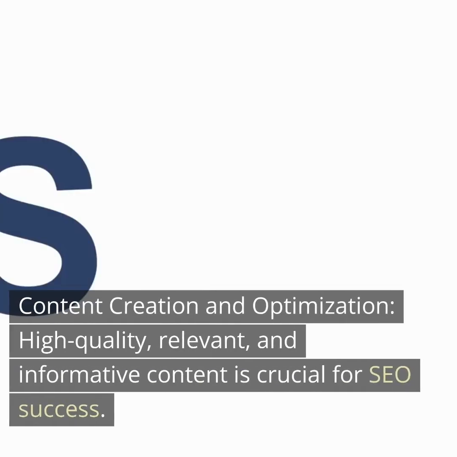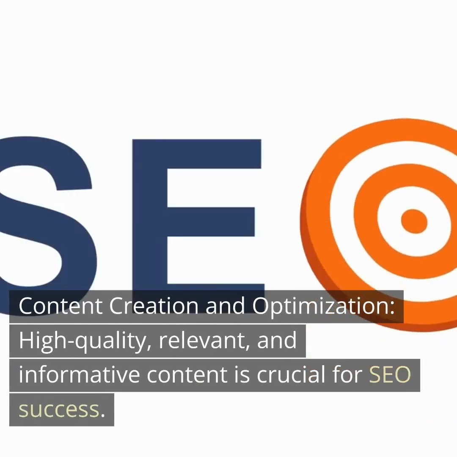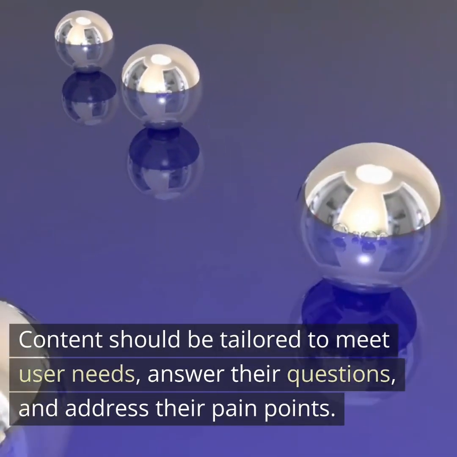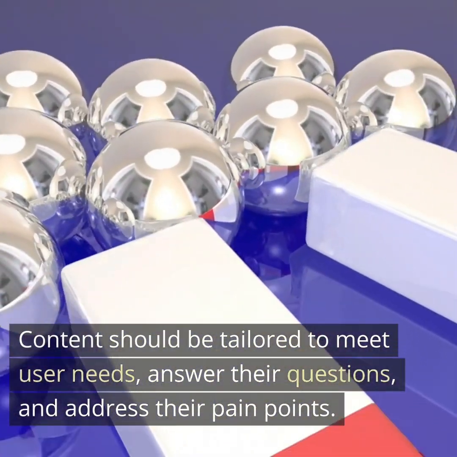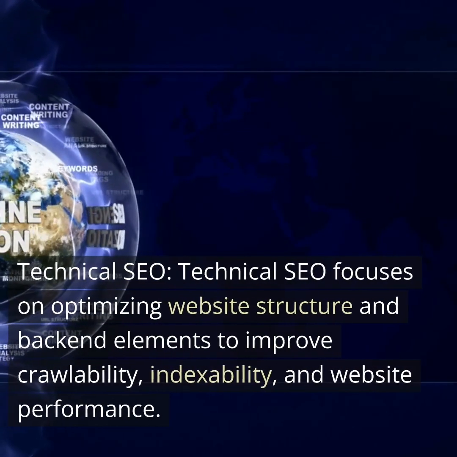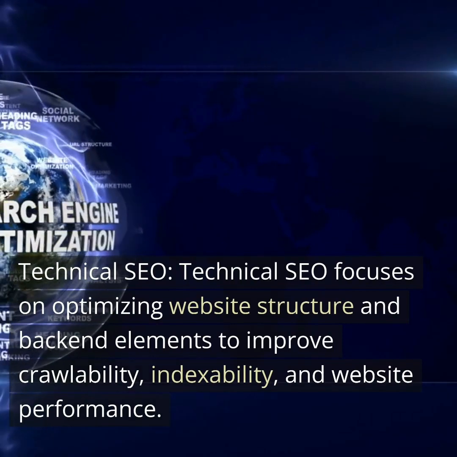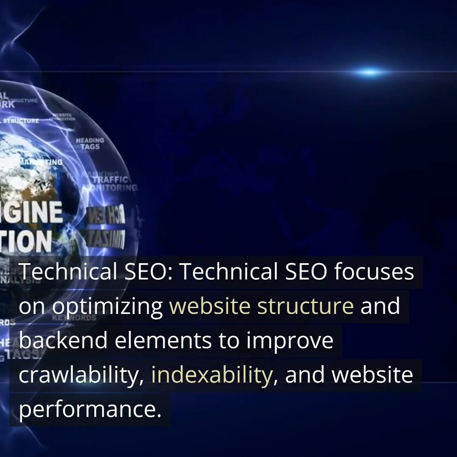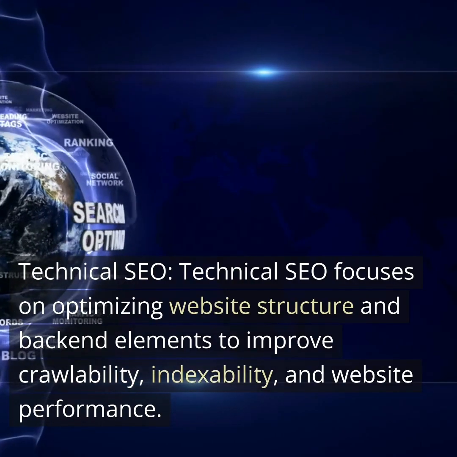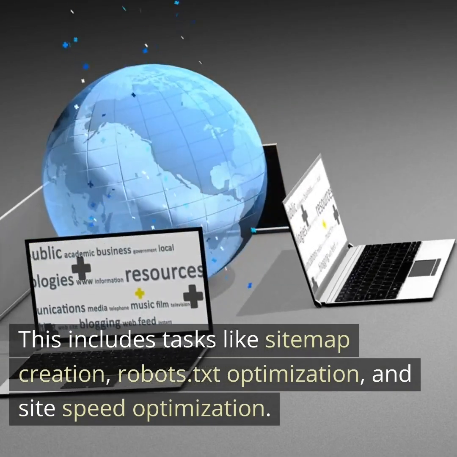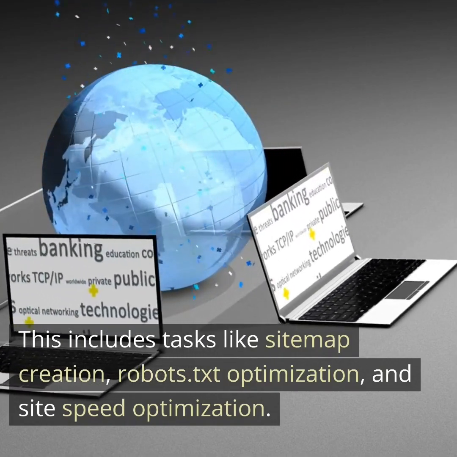Content creation and optimization. High quality, relevant, and informative content is crucial for SEO success. Content should be tailored to meet user needs, answer their questions, and address their pain points. Technical SEO. Technical SEO focuses on optimizing website structure and back-end elements to improve crawlability, indexability, and website performance. This includes tasks like sitemap creation, robots.txt optimization, and site speed optimization.